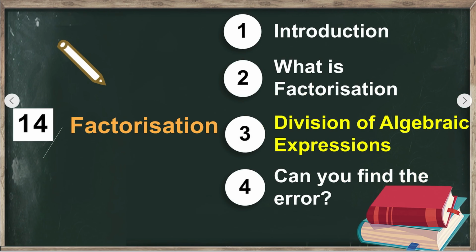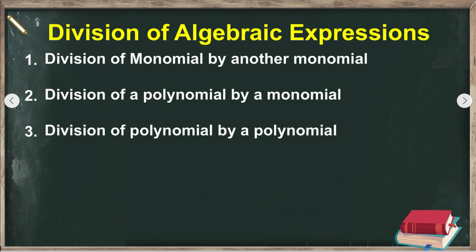The chapter number 14, factorization, is divided into a total of 4 subtopics, out of which we have already covered the first 2 in the previous session, and we are now going to start the third one, which is division of algebraic expressions. In this exercise we'll have questions of 3 types. One is division of a monomial by another monomial, second is division of a polynomial by a monomial, and third is division of a polynomial by a polynomial. So we have these 3 types of division.